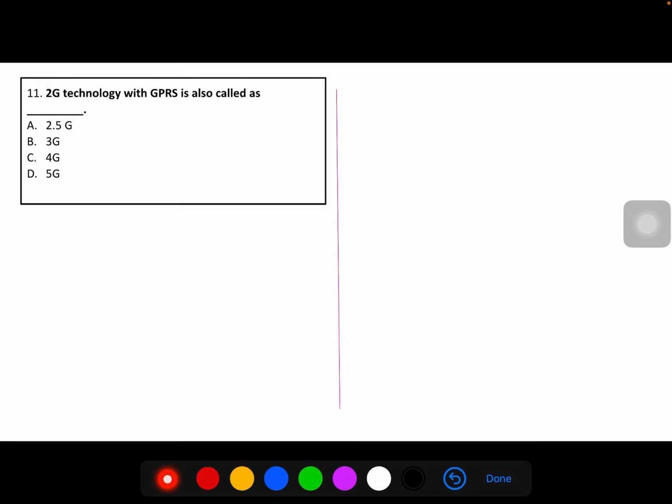Next question. 2G technology with GPRS is called as dash. See, 2G technology with GPRS, that means with some add-ons, GPRS was formed. So it was a part of 2.5G. So the correct option is A, that is 2.5G.